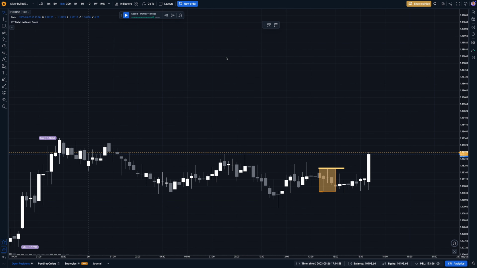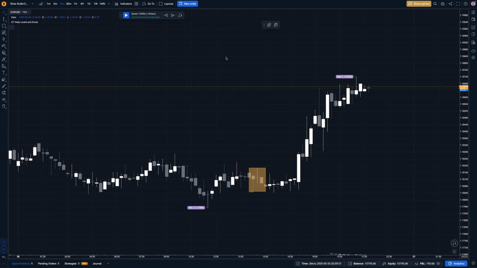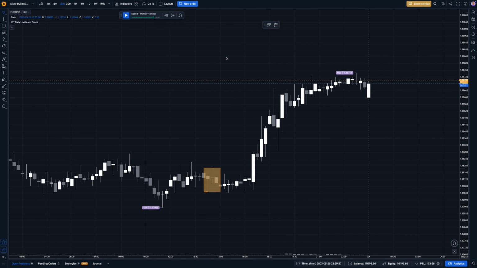If price doesn't retest the broken level within 2 to 3 hours, the setup expires. This prevents chasing stale setups and keeps our strategy focused on high probability entries.